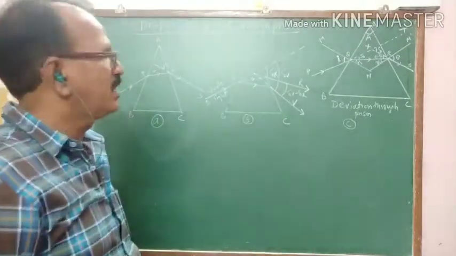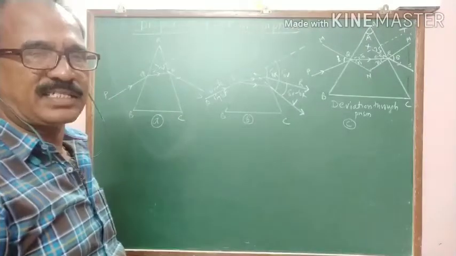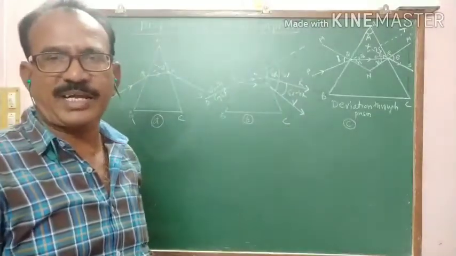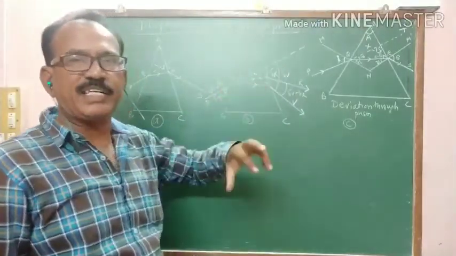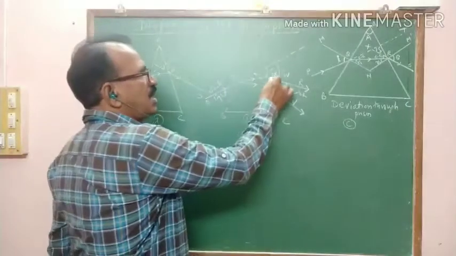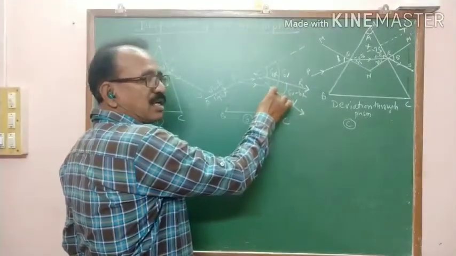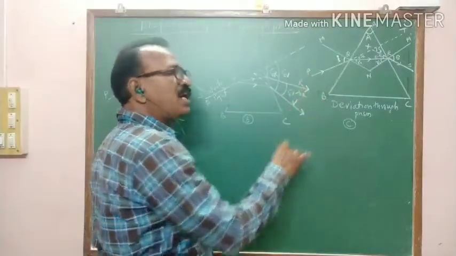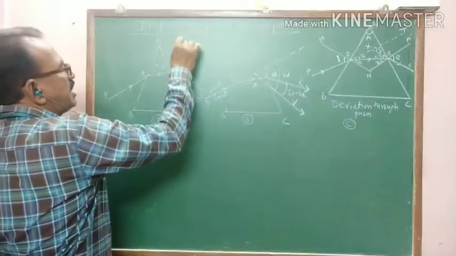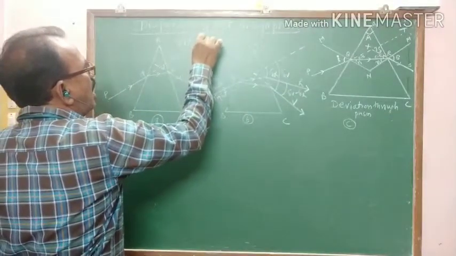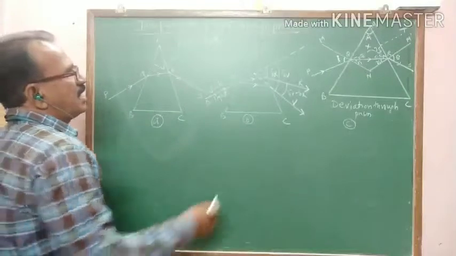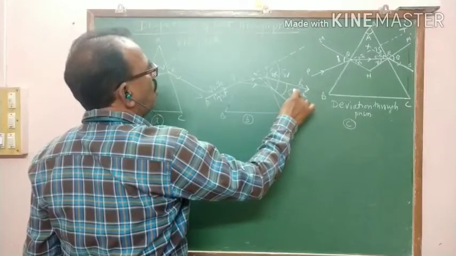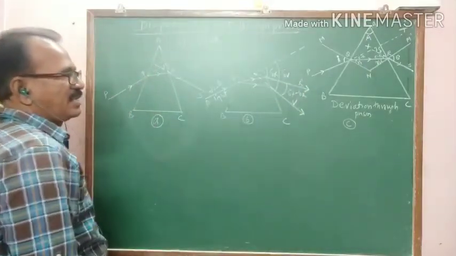PQ is the white light. When the white light PQ is incident, according to the definition of the dispersion of light, the white light gets split into 7 colors. The first color we call red. The last color is called violet. In between the red and violet, the remaining colors are represented by VIBGYOR. VIBGYOR means violet, then indigo, then blue, green, yellow, orange, and lastly red.